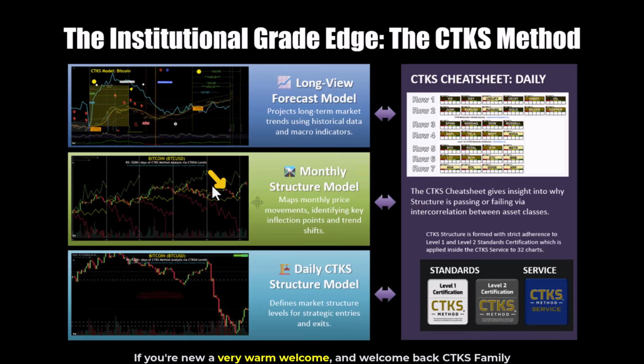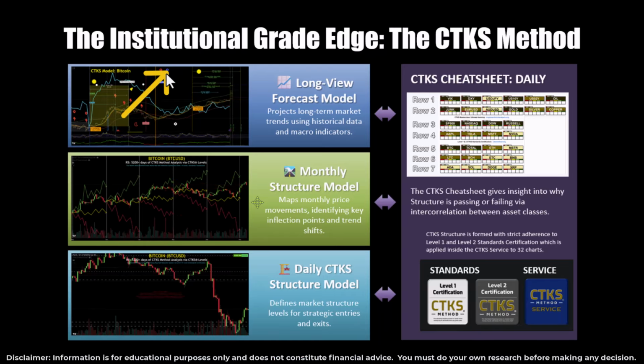We need to understand, is structure being overcome? Is structure weakening? And we put this into an institutional grade edge methodology, which is literally the CTKS method. What we need to understand, especially on a daily basis, is where the structural failures and structural passes are occurring. At the moment, we're just looking at gold and silver from the cheat sheet.